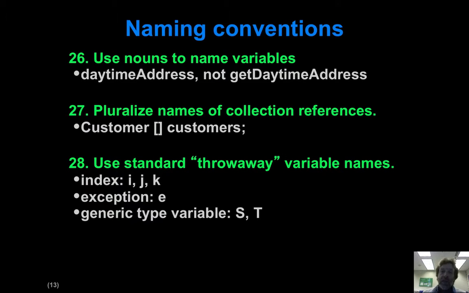Even though I said in a previous slide that you'd want to avoid one-character variable names, there are certain exceptions to that rule. If you're using an index in some kind of for loop situation, use i, j, and k. Those are the standards. When you're catching exceptions, it's fine to use the single letter e to indicate the exception that's being caught. And if you're defining generic types, you use the standard type variables, capital S, capital T. Those are the only situations where single-character variable names are not only preferred, but if you don't use them, it's actually a violation of the coding standard.